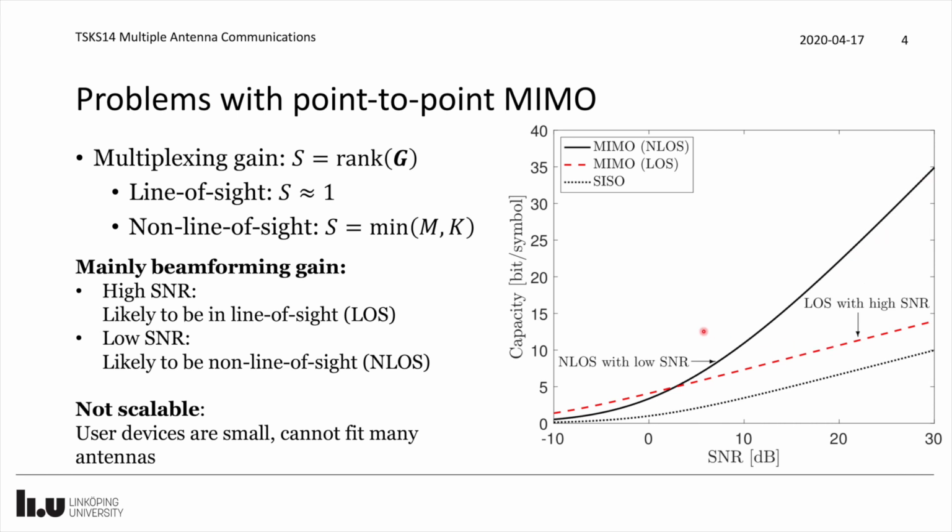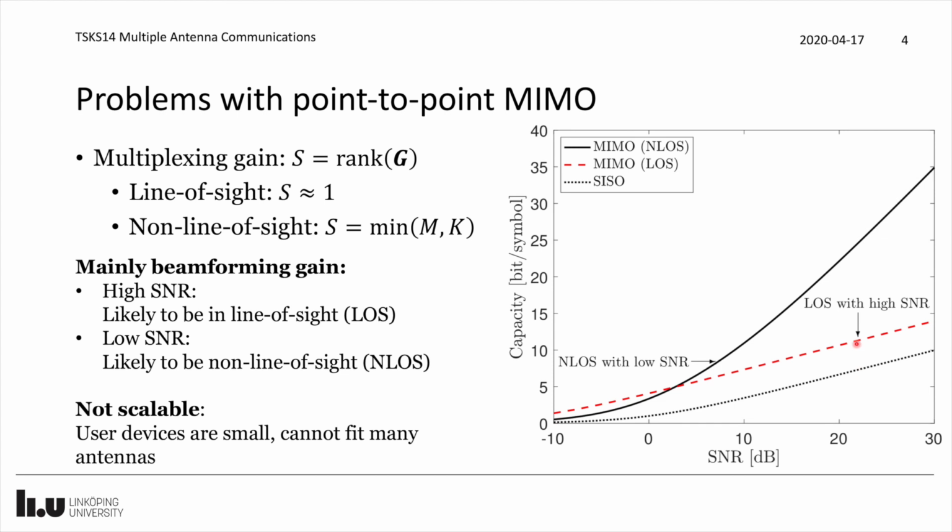But in many non-line of sight scenarios we have low SNR, and then we are down here where the gap from the SISO curve is not so large as compared to the gap at higher SNRs. In the line of sight cases it's more likely that we have a high SNR, but we don't have a multiplexing gain. So even if we get the beamforming gain, which is moving the curve to the left here, we don't have a big gap to the SISO case here as well.